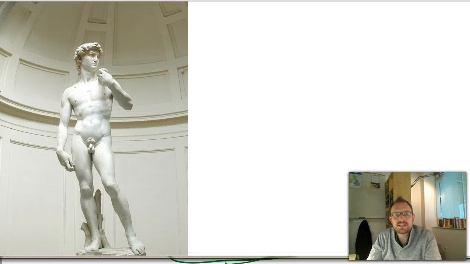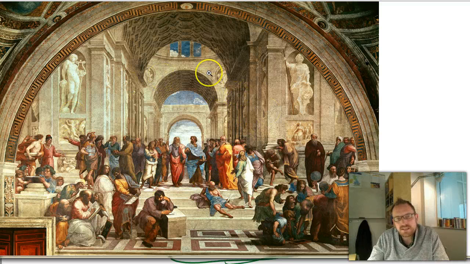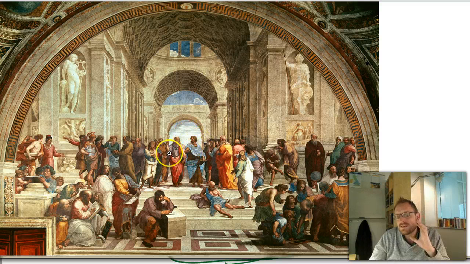So just as an example, let's find something else to talk about. For instance, let's take the painting that we originally looked at, the School of Athens. Now the question is, let's go through it. What is the material cause of this painting?